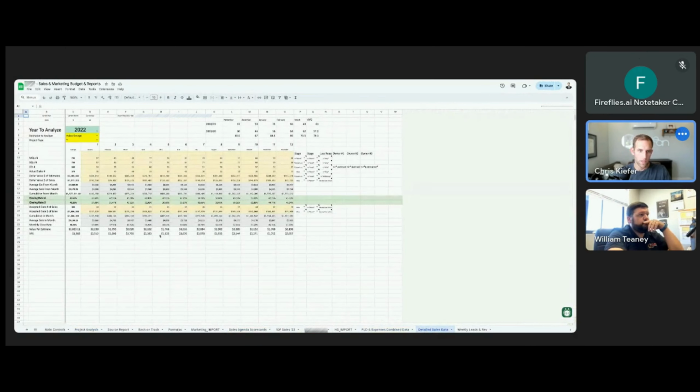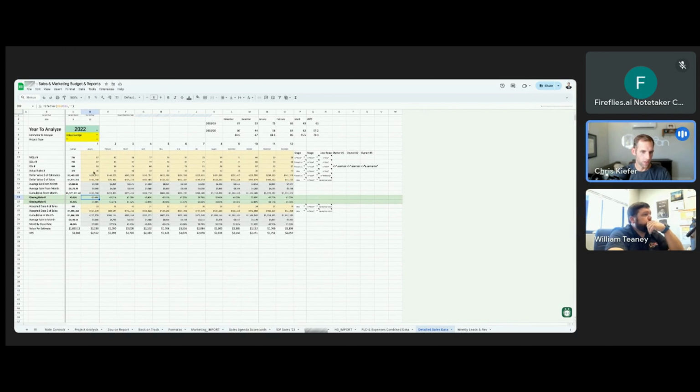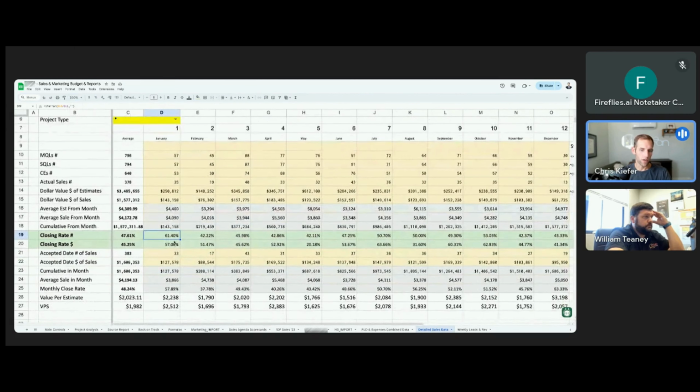I have seen that. So for example, this calculation here, closing rate, which is what we're talking about, is actually being calculated from number of sales divided by SQLs, but sales is taking the close date and SQLs is taking the estimate date. So in order to calculate your close rate here, in the numerator we're taking the close date of deals and dividing it by the denominator, which is the estimate date of the same time frame. Does that make sense?